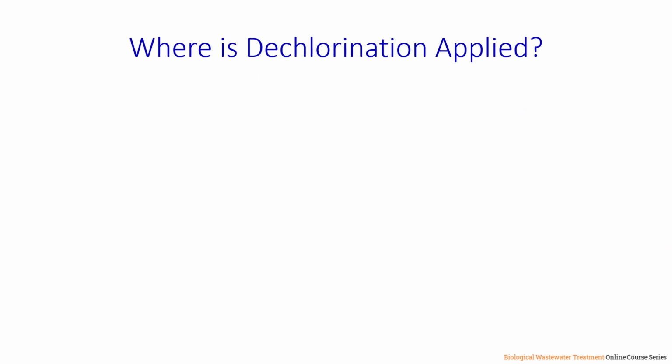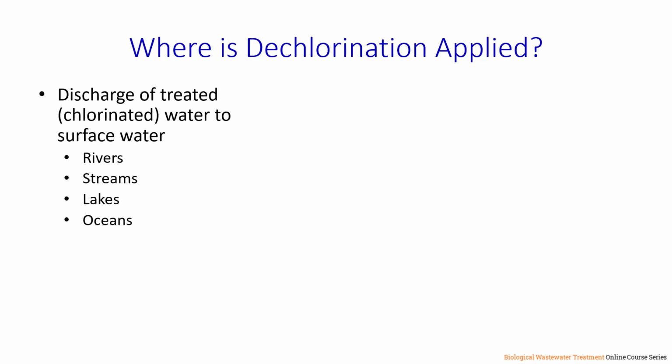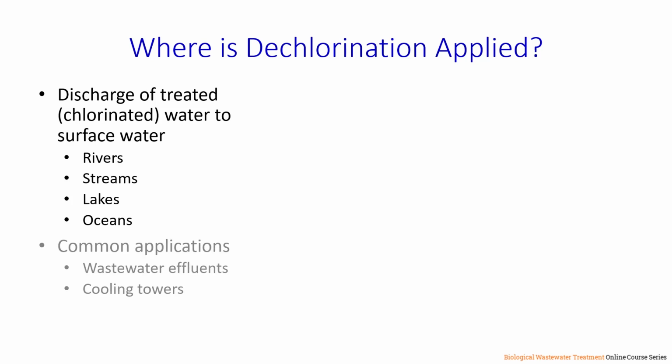Next, let's consider where dechlorination is applied. Dechlorination is typically applied immediately upstream of where water is going to be discharged to a surface water source, typically a river, a stream, a lake, or even an ocean. Common applications of dechlorination include chlorinated wastewaters prior to their discharge to the environment, and cooling towers where chlorine is oftentimes applied for biofilm control.